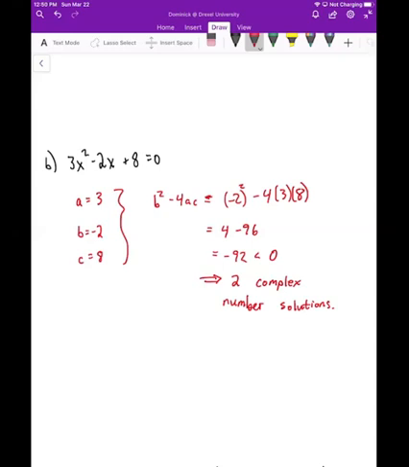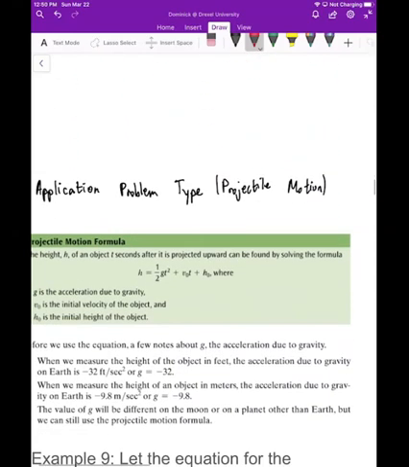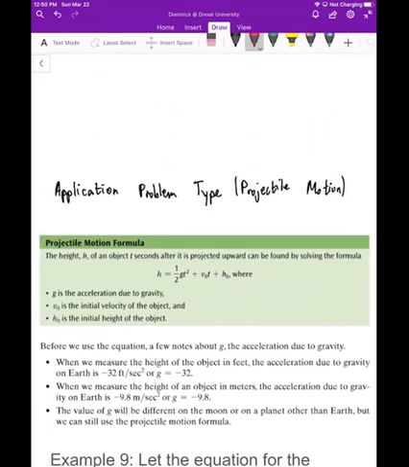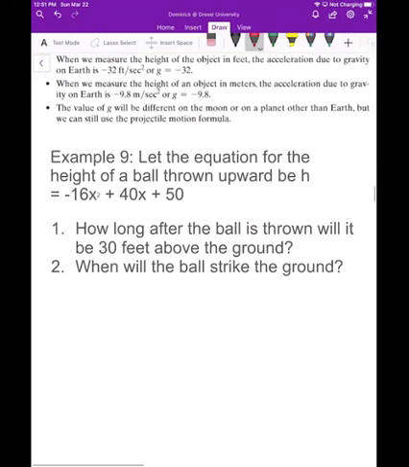Okay. One last thing in this video, we're going to talk about a specific application problem, which is a sort of physics application, and we're going to look at projectile motion. So you can represent an object that is originally projected upward, you can represent its position or its height above the ground by this formula here. So that's what we're going to look at in a second here. So for example, we're going to let our equation be h equals negative 16x squared plus 40x plus 50. And we're going to solve a couple problems based on that.